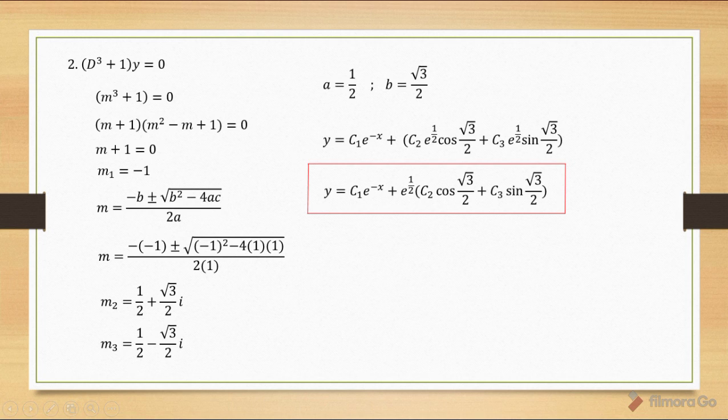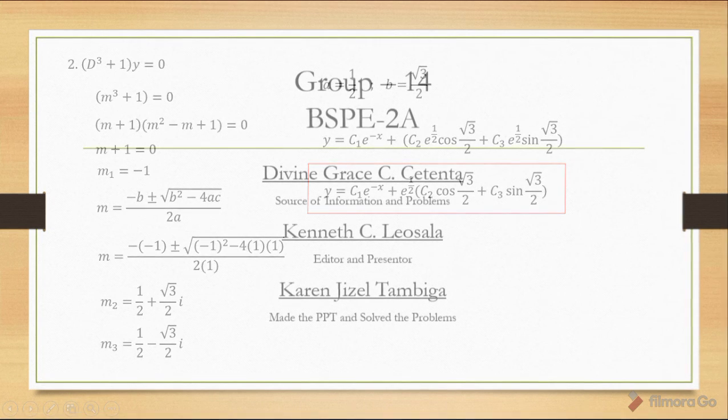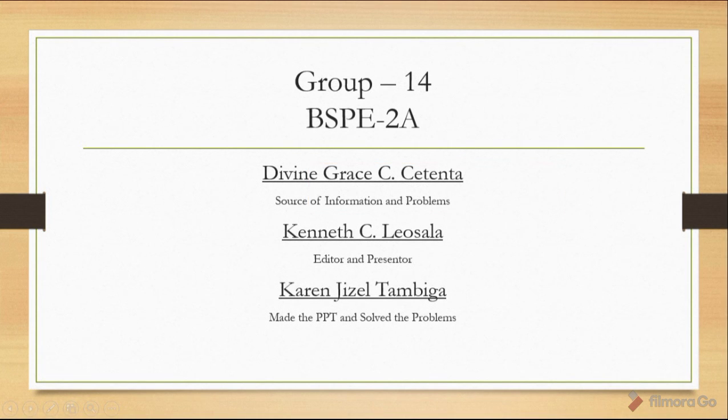Next, we need to use the quadratic formula to find the other roots. m is equal to negative b plus or minus the square root of b squared minus 4ac all over 2a. Substituting the values into the equation, we get m is equal to negative times negative 1 plus or minus the square root of negative 1 squared minus 4 times 1 times 1 all over 2 times 1. We get the values of 1 half plus or minus the square root of 3 over 2 times i.